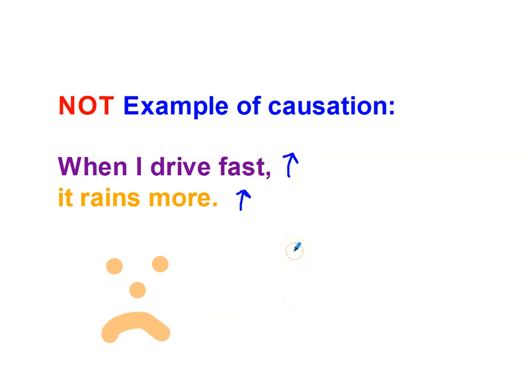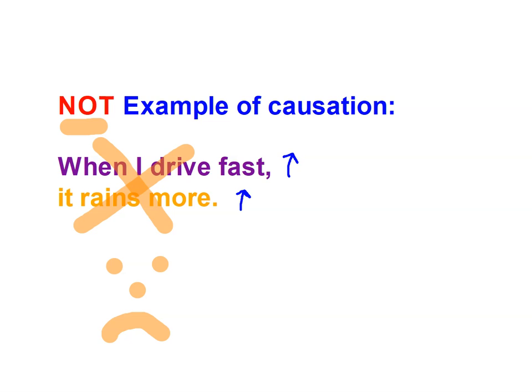Guys, it doesn't matter how fast you drive. If it's going to rain, it's going to rain. It depends on how much the clouds are full of water and whatnot. So this is not an example of causation. One does not directly have an effect on the other. Okay, and if it rains more, do you drive faster? Probably not. All right, so this is a good example of not causation.